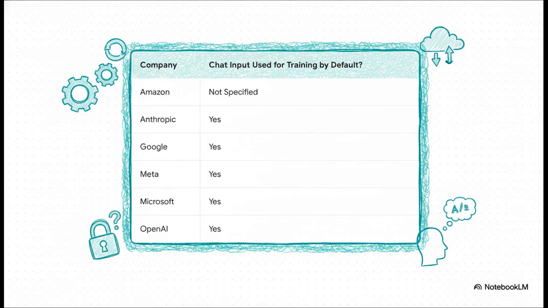Okay, finding number 1, every single developer that actually specifies what they do uses customer chat inputs for training. And for 5 out of the 6, this is the default practice. You're opted in unless you find a way to opt out.